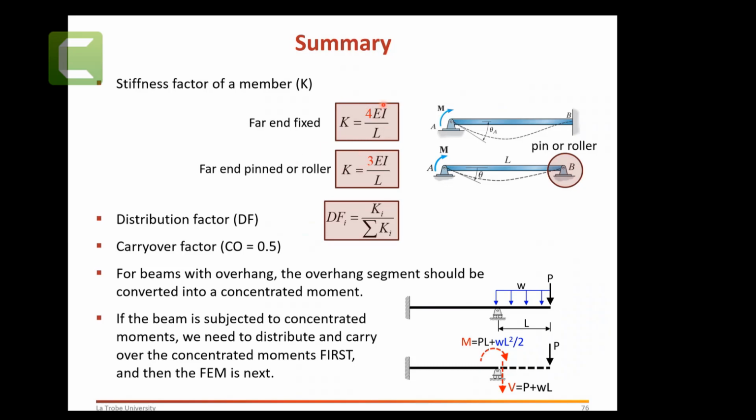So the two equations to calculate stiffness: 4 EI over L, where the far end is fixed, and if the far end is a pin or roller, you have 3 EI over L. Distribution factor is stiffness over total stiffness, K over sum of K is 0.5.